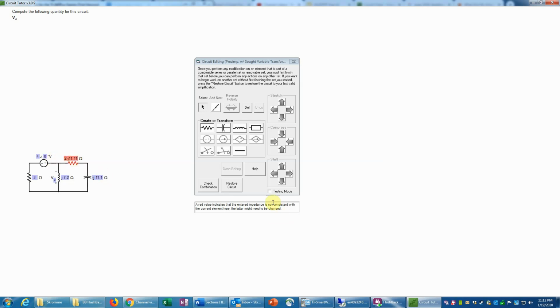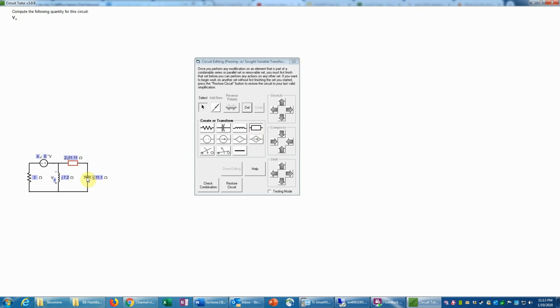What does that mean? Well, the label down here tells us that the entered impedance is not consistent with the current element type, and that element type might need to be changed. That's a fully complex number, which is not compatible with a resistor. A resistor must have a real impedance. So we're going to change the type of element to a generalized impedance, which is allowed to have a fully complex value. And notice that the red error message went away.